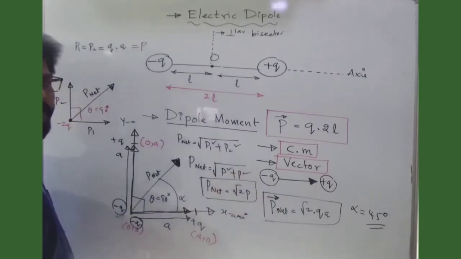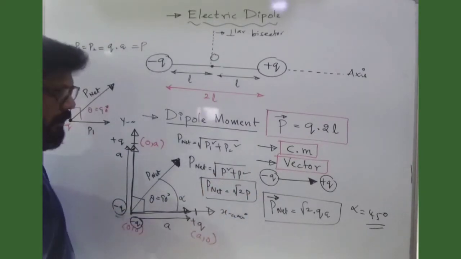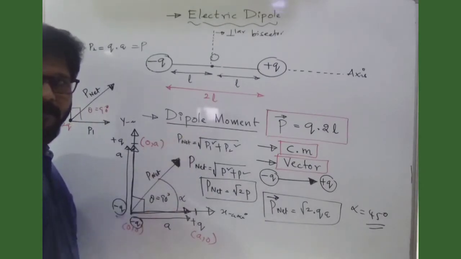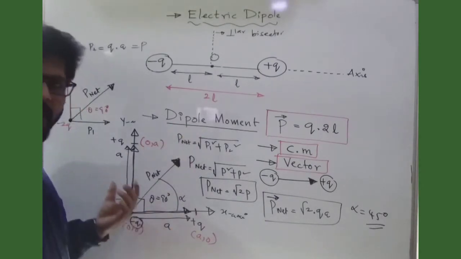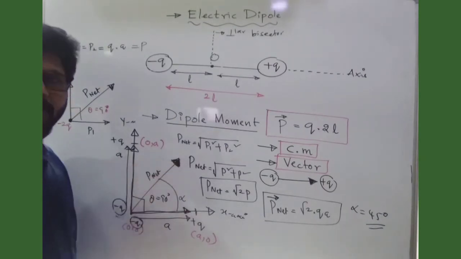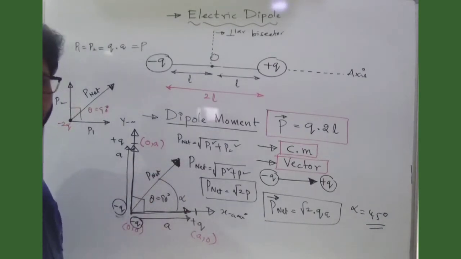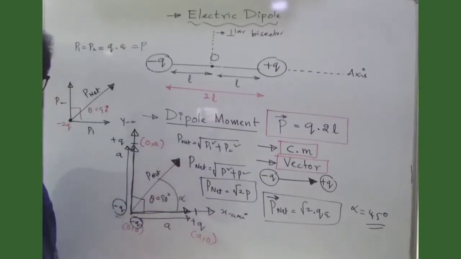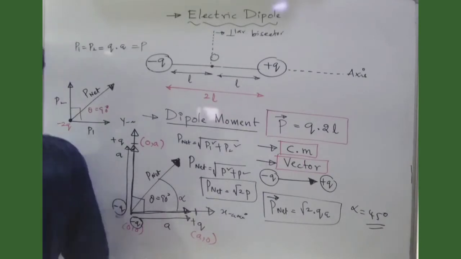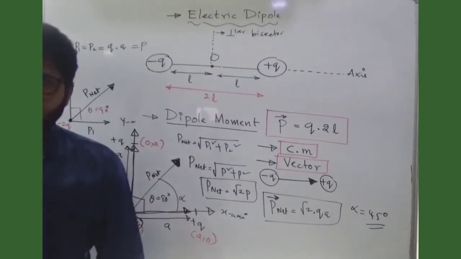If I want the direction, we can use the alpha value. As both are equal in magnitude, it will bisect from the center. So when two vectors have equal magnitude, the resultant will bisect exactly at the middle, which gives 45 and 45 degrees. Hope it is clear till this point. If you have any doubts, let me know, then we proceed.